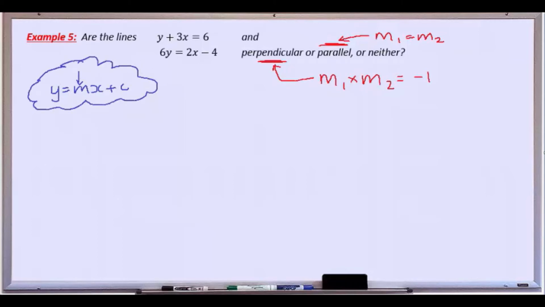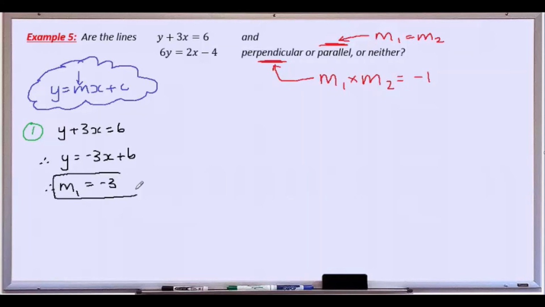So equation 1, from y plus 3x equals 6, will become y equals -3x plus 6. And therefore, the gradient, let's call it m1, is -3. And we're going to put that in a box and store that away for future use.